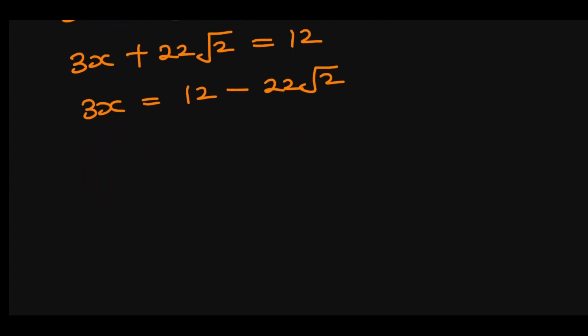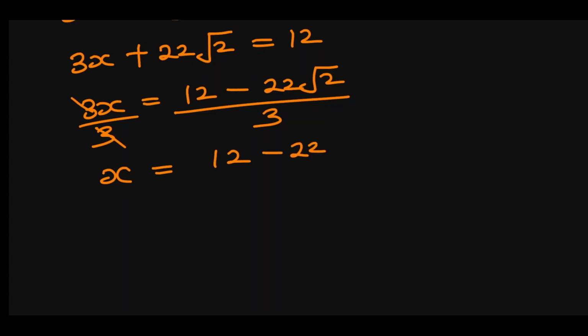If we now want to isolate x finally to get the value of x, we divide both sides by 3. So if we divide both sides by 3, 3 will cancel 3 to now give us x is equal to 12 minus 22 root 2 over 3. And that becomes the answer.